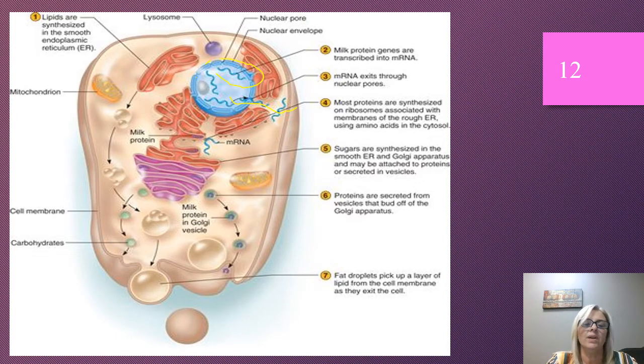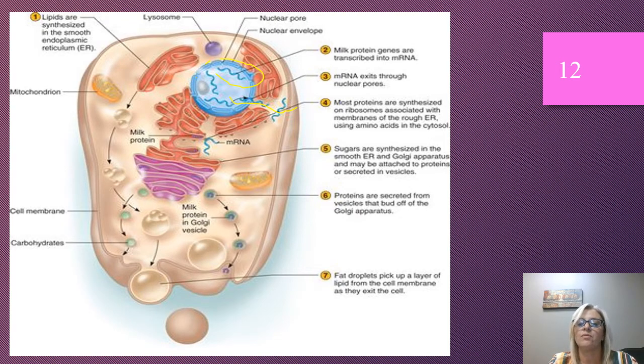What else does milk have in it? Well, we've got our protein, we've got our fat, and milk has lactose, it has sugar. So sugars are going to be made in the smooth endoplasmic reticulum and the Golgi apparatus. And they can also be attached to proteins, or they can be secreted in vesicles. So we can do different things with those.